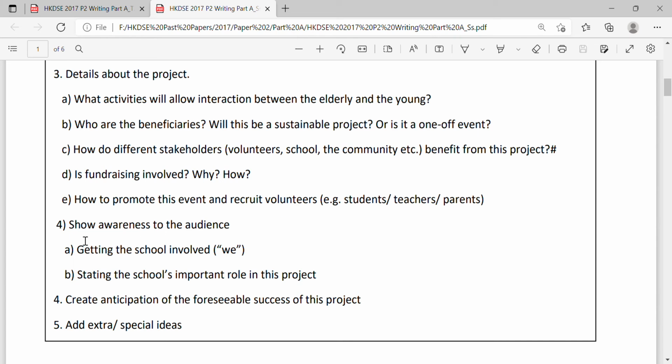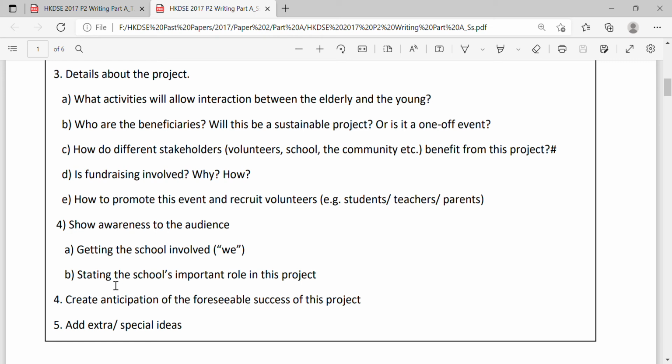Number 4, show awareness to the audience. Who are the audience? In this letter, the principal, Miss Lee, is the audience, and you are trying to let her know that she is the spokesperson of the school. We really hope the school will get involved, and you, Chris Wong, you are also part of the school. So you want not just you helping out, you want the school to be backing up your project. You want the school to allow students to spend a day or half a day at the elderly home, so make special arrangements. So this would be something you want to bear in mind to get the support from school.